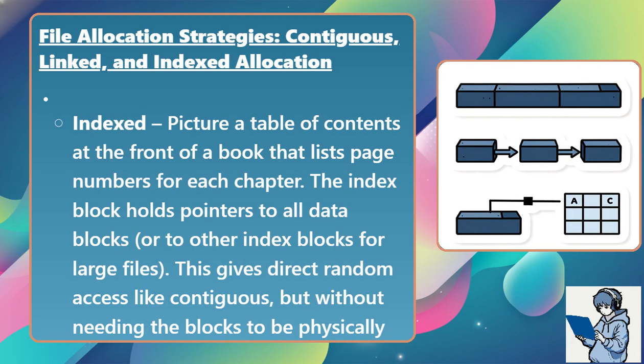Indexed: picture a table of contents at the front of a book that lists page numbers for each chapter. The index block holds pointers to all data blocks or to other index blocks for large files. This gives direct random access like contiguous, but without needing the blocks to be physically together. The trade-off is the extra space for the index and the need to read the index block first.